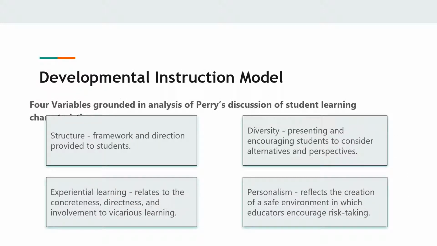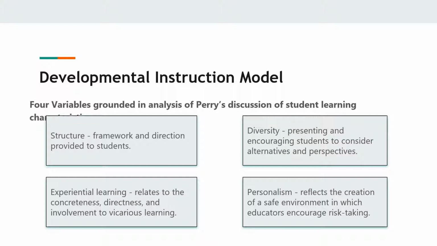The developmental instruction model was produced by Knefelkamp, Widick, and Stage as a resource to aid Perry's model. 4 variables are described in the model. The first variable is structure. Structure refers to framework and direction provided to students. Early in Perry's model, students value structure, and as they move through the positions, they begin to see structure as debilitating.